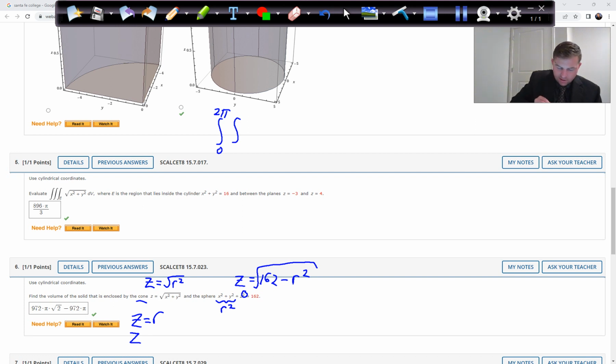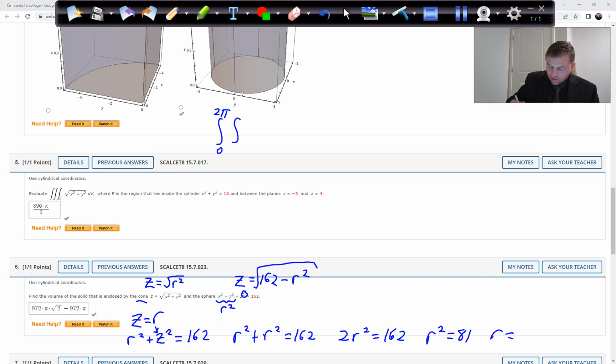And from this one, actually let's write it a little differently. This says r squared plus z squared has to equal 162 where these two surfaces meet. But we're going to replace z with r. So this really says r squared plus z squared, which is r squared, equals 162. Well, that would be 2r squared equals 162, or r squared equals 81, or r equals 9. So r is going to vary from 0 to 9, and then z is going to vary from r to this square root of 162 minus r squared. And the limits of integration would be dz r dr d theta.